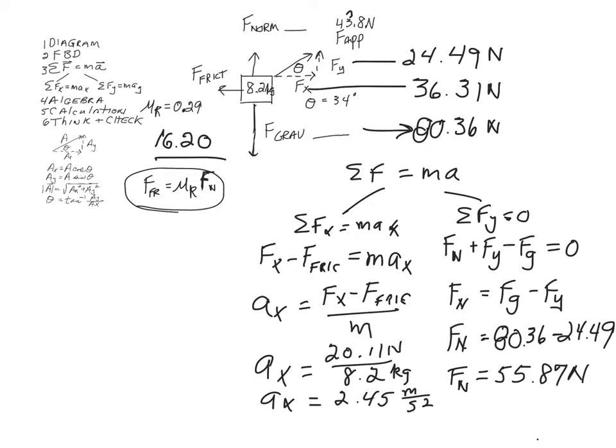For the net force, subtracting 1620 from 36.31, I get 2120.11, divided by the 8.2 kilograms, and I get 2.45 meters per second squared, and we're done. So let's go to a new problem now.